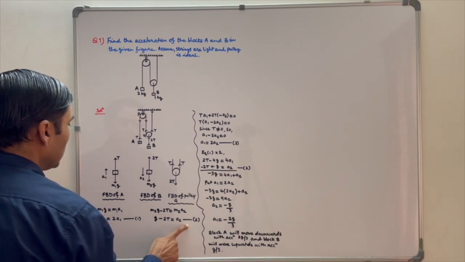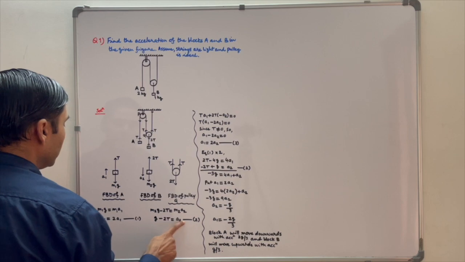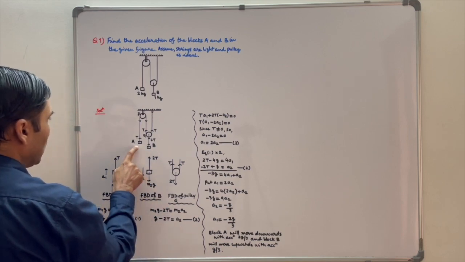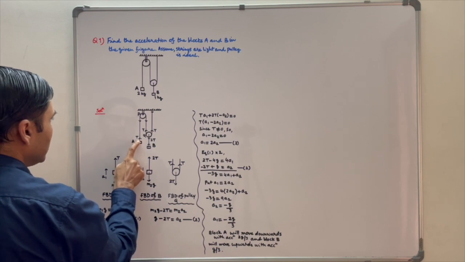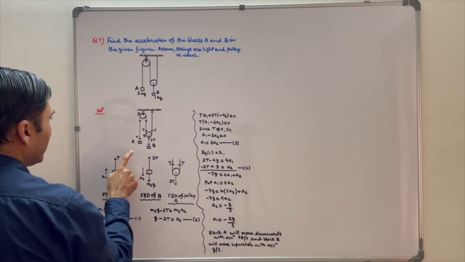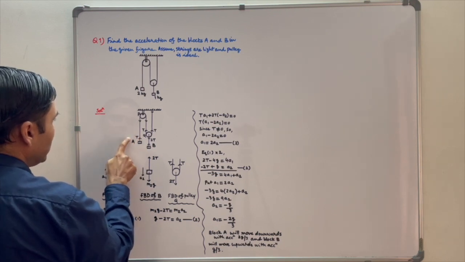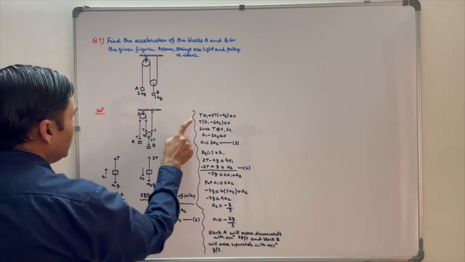So we need to figure out the constraint relation, that is, the relation between a1 and a2. Focus on this block. This is connected to a string whose tension is T. This block is moving upwards, that means force and displacement are both in the same direction, so the work done will be positive. We can write T into a1.